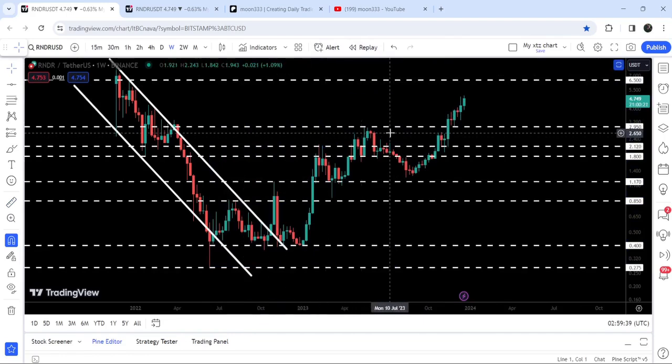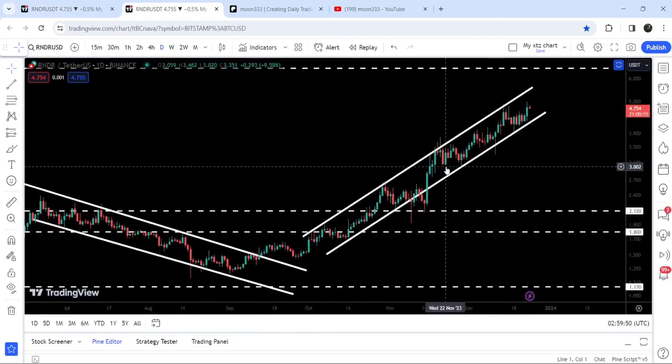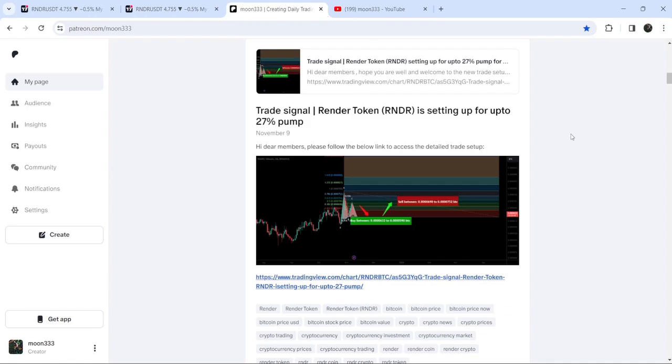And recently, you can see it has broken out a quite major resistance of $2.95. And in today's video, we will once again analyze this move. And I would also like to share with you this up channel formation that is formed on the daily time frame chart. And I would also like to share with you my most recent trade signal for Render that I shared with my members. And so far, this move has produced almost 95% pump.